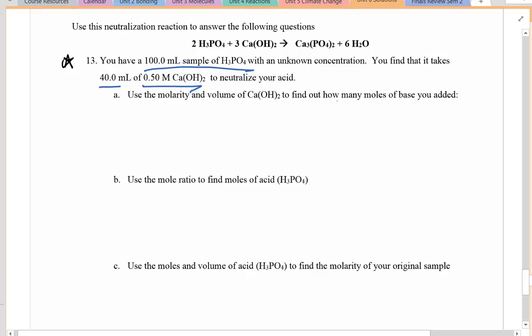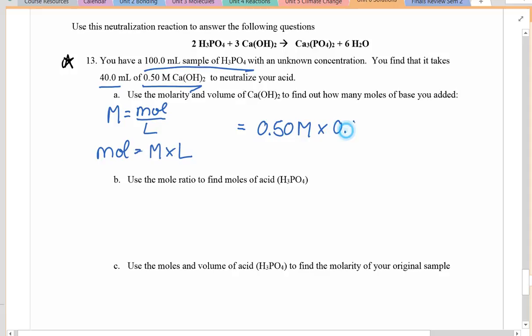So step 1, we want to try and figure out the moles of the thing that we added. So we know that molarity is moles per liter, so we can find moles by taking molarity times liters. So 0.5 molar times 0.04 liters is our moles here.